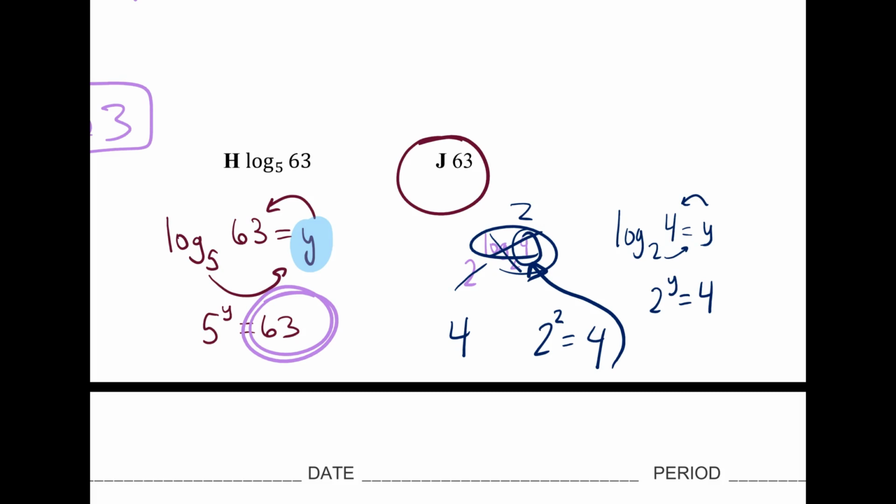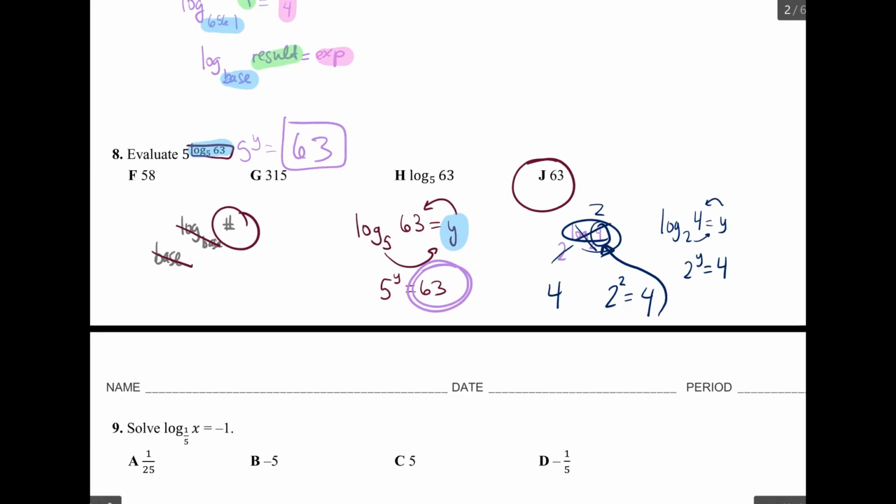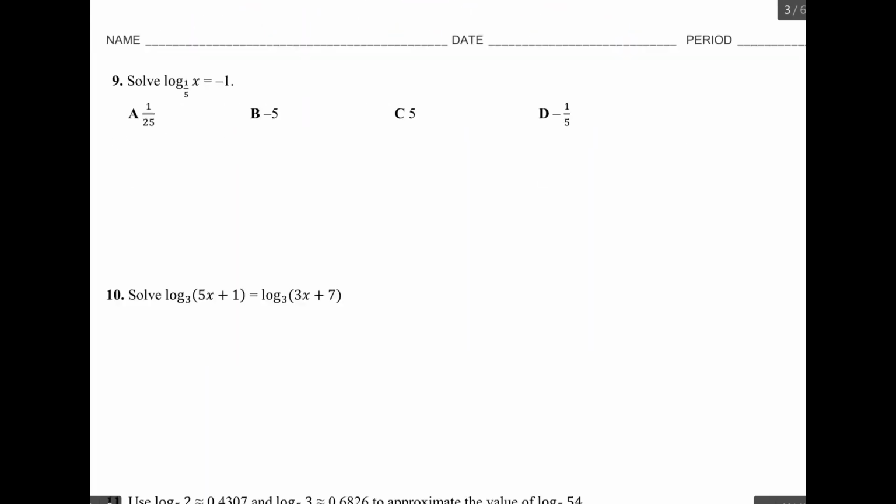The log base of a number is giving you an exponent as the answer, and then I'm putting that base to that exponent, so I'm literally getting the result back. So if you have the same base and then log of that base as the exponent, you just have the other number as the answer. All right, let's try number 9.